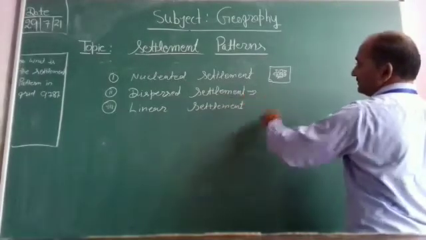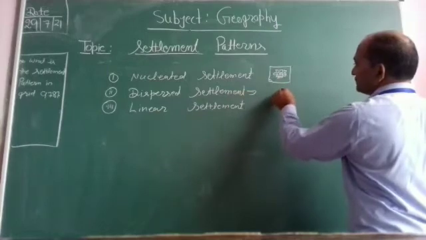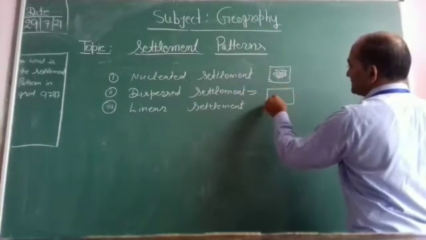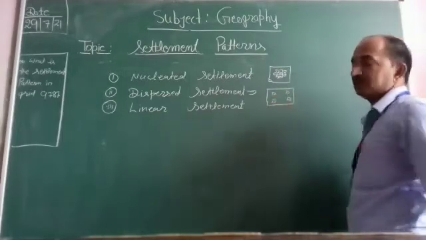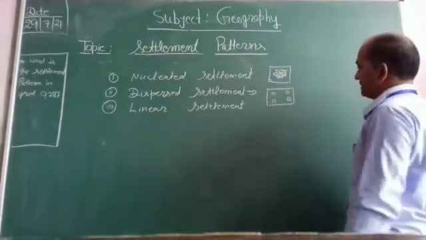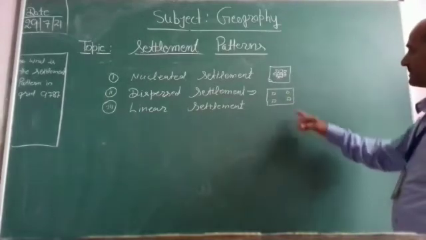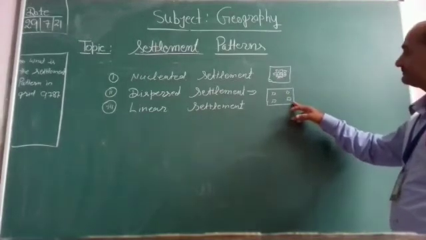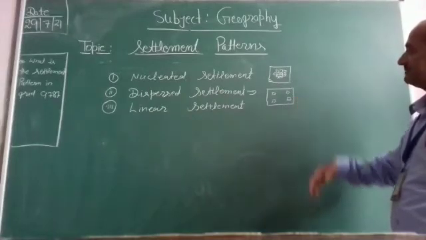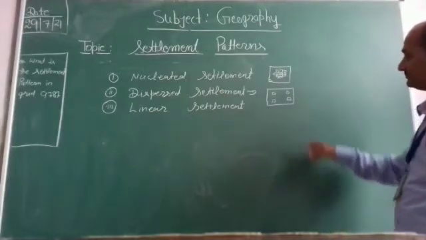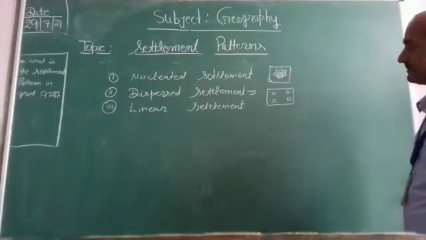Now the second one is dispersed settlement. In this type of settlement, the houses are isolated over a large area. This type of settlement is found in mountains and desert areas, often where there is adverse climatic condition, lack of water, poor soil, etc.